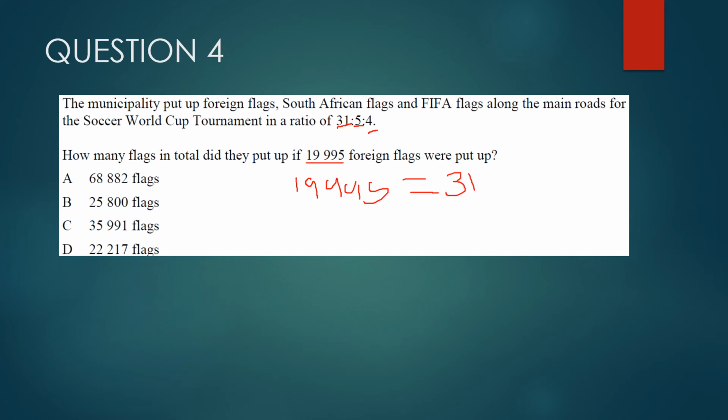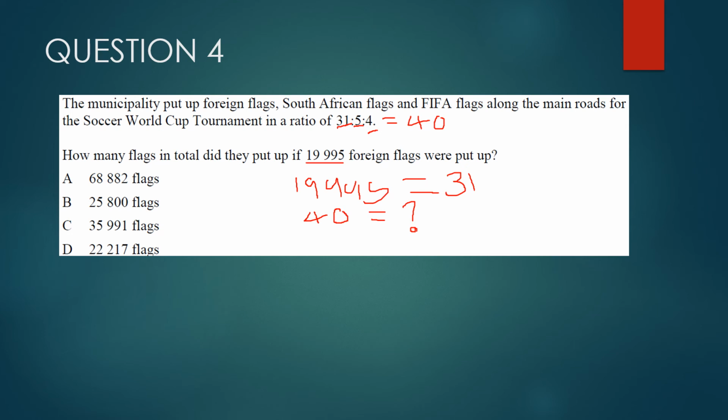So the ratio of all the flags is 40. Now you want to ask me, where am I getting the 40? It's 31 plus 5 plus 4. These 3 are equal to what? Equal to 40. Okay, and now what do we do with the 40? We don't know it in the actual form, or how much all the ratios together are.